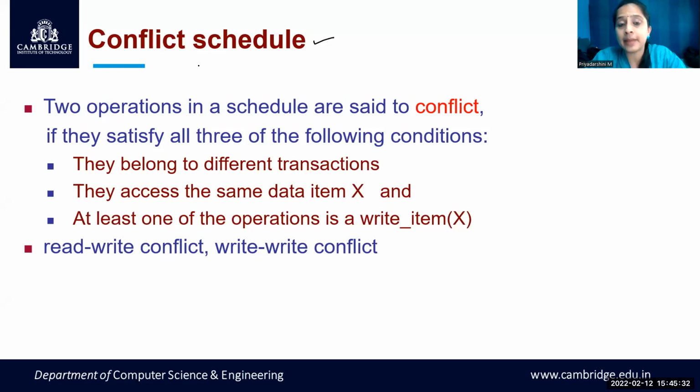What do you mean by conflict? Let's see what is conflict. 2 operations in a schedule are said to be in conflict when they satisfy all these 3 conditions. These are the 3 conditions we have: 1, 2, and 3. Let's see what these are. The first one, they belong to different transactions. When do you say a schedule is in conflict?